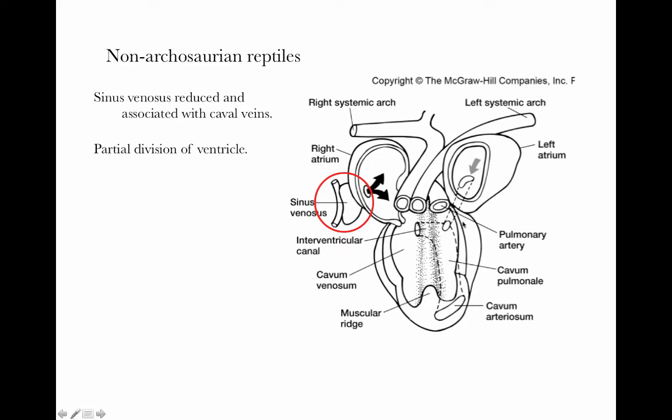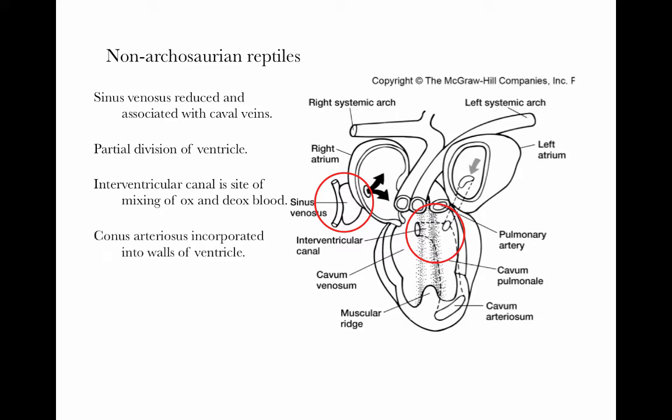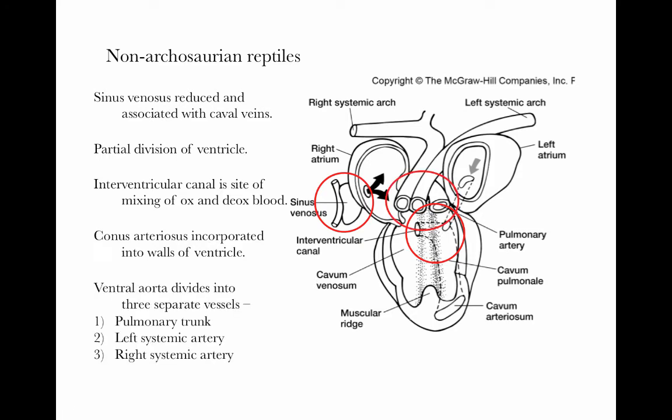There's a structure called the interventricular canal, which we will think about in great detail in class, that allows some mixing of oxygenated and deoxygenated blood within that section. It's sort of a conduit between the two sides of the ventricle. The conus arteriosus at this point becomes incorporated into the walls of the ventricle, so it no longer exists as its own individual structure. And as we saw when we were looking at the evolution of the aortic arches, we now have a ventral aorta that is completely divided into three separate vessels.